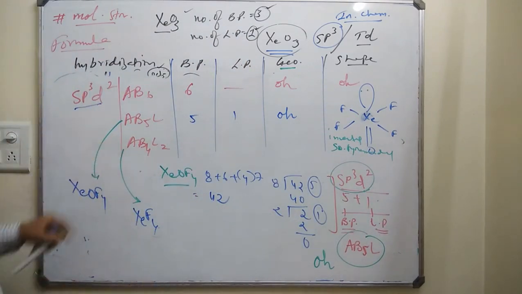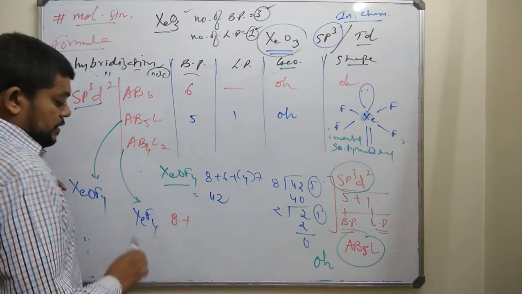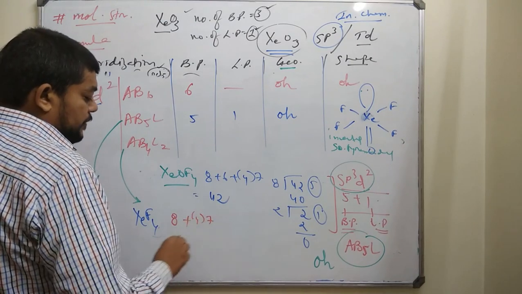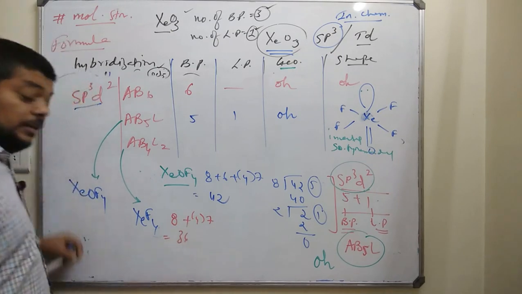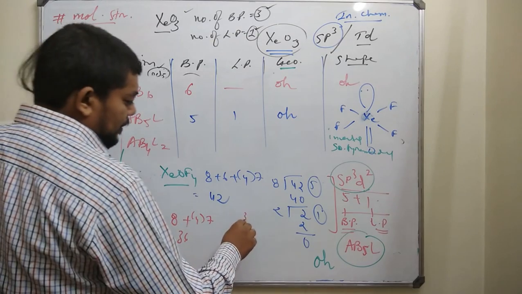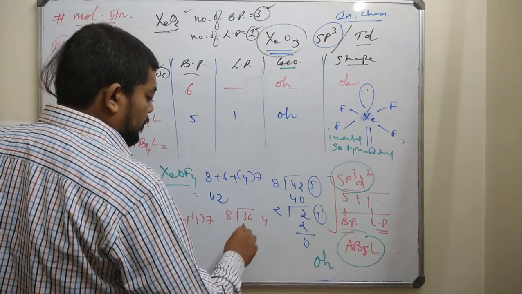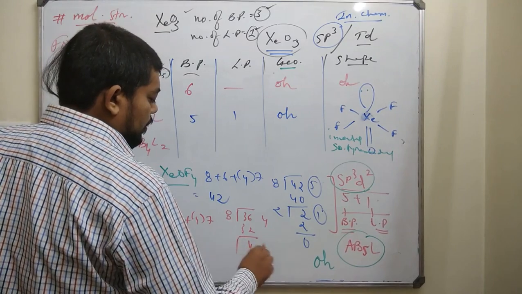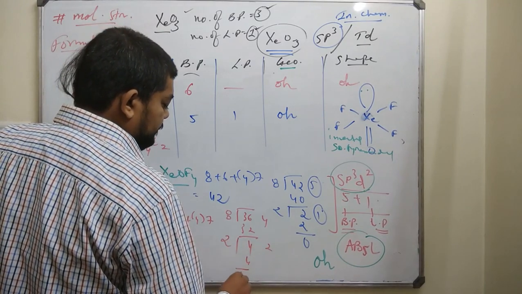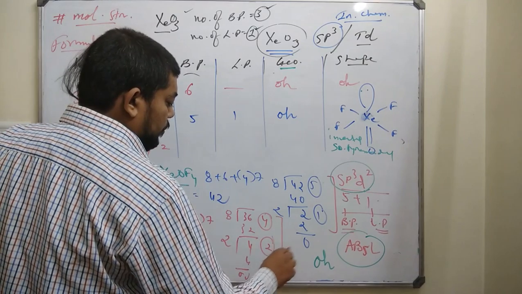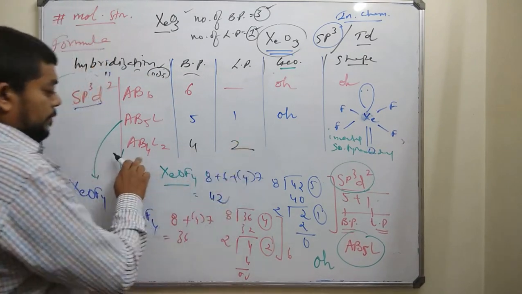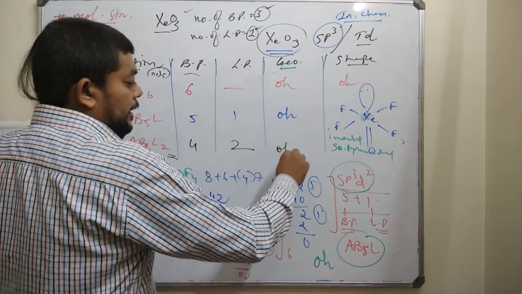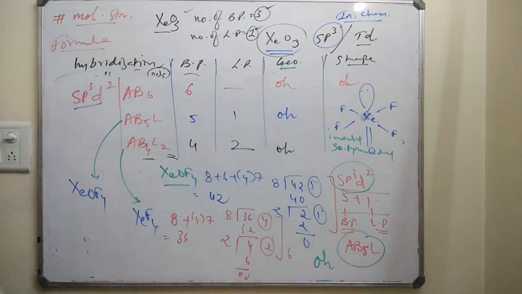Now let us go with XeF4. Xenon has 8 electrons, 1 fluorine has 7, you have 4 such fluorine, so it is 28 plus 8, 36. 36 is your answer. 8, 4 times 32, 4, 2, 2 times 4, so it is 4 plus 2, a total of 6. So remember friends, it is 4 plus 2, AB4L2, octahedral, but over here the shape will be simple square. Why, I'll tell you.